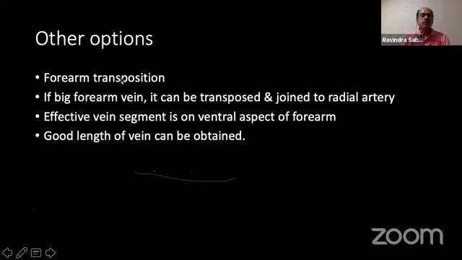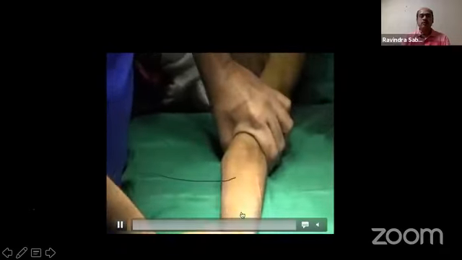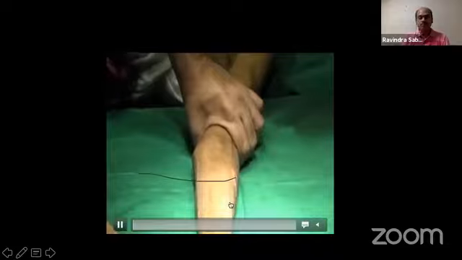The other option is the forearm transposition. If there is a big nice forearm vein, it can be transposed and joined to the radial artery. Effective vein segment can be very big, and a good length can be obtained. I will show you this video in a very short while, that sometimes you don't have the proper vein.